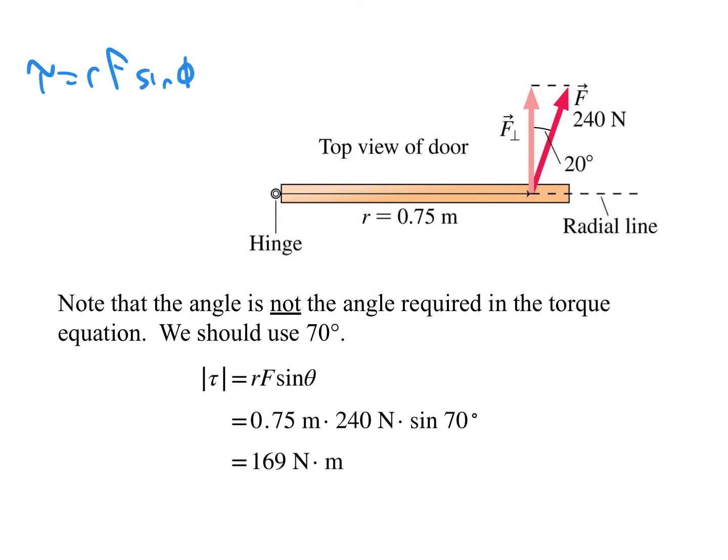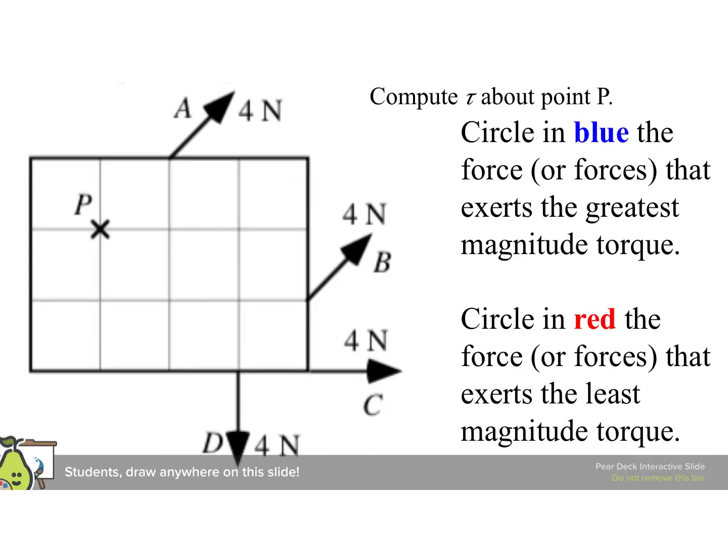Now, you might remember we also had tau equals r F sine of the angle, but we have to be careful, because not this angle, but rather this angle, because that's the angle phi between the radial line and the force. So we have to end up using sine of 70, which is the same as cosine 20, so we get the same answer.